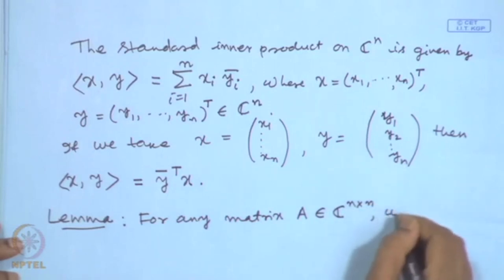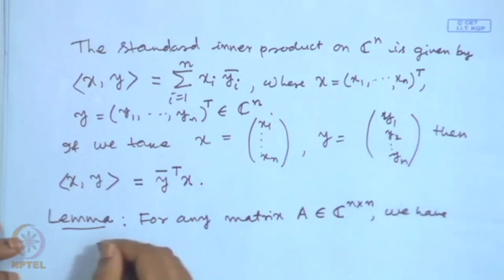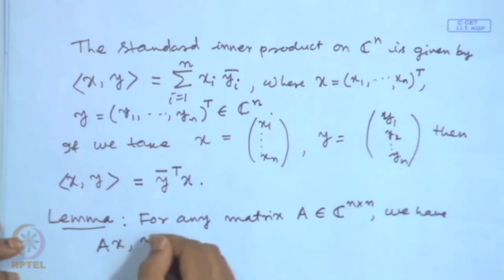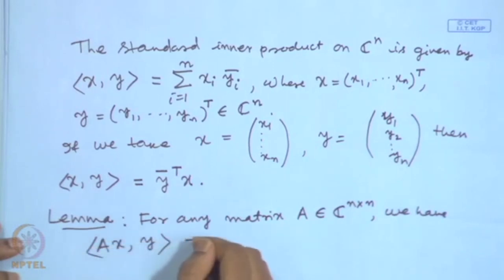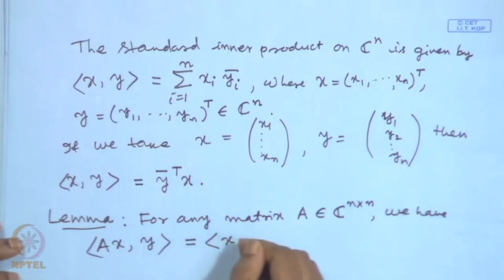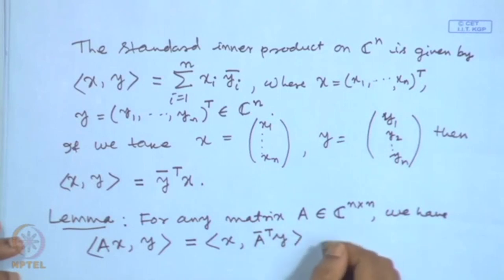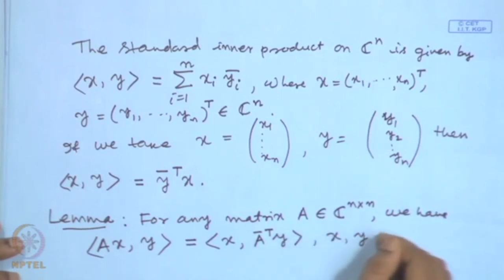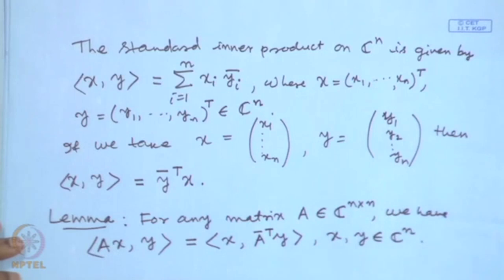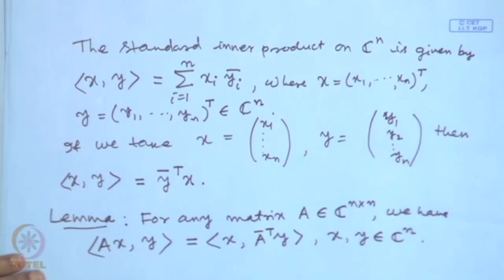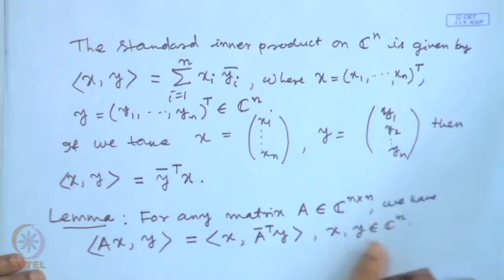we have the inner product of A x with y equal to the inner product of x and the conjugate transpose of A multiplied with y. So, this is true for every x and y in this C n. So, this is quite useful. Of course, it is not difficult to check this. Easily one can verify like this.